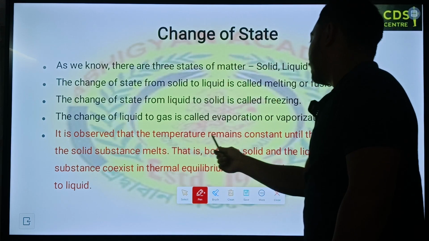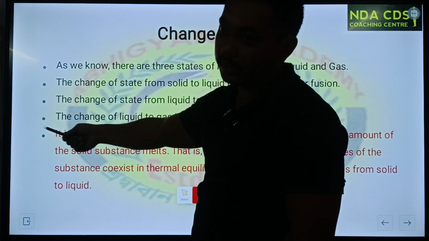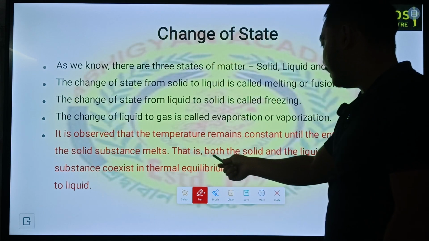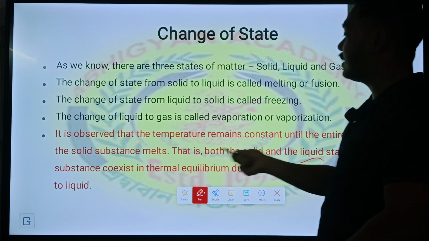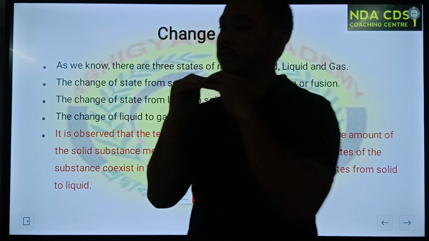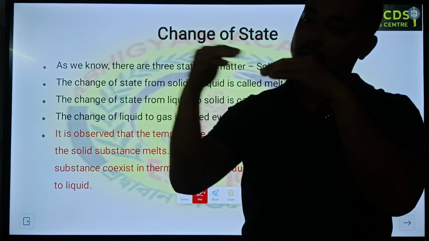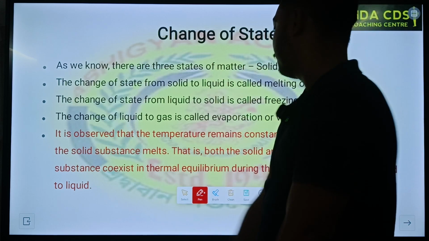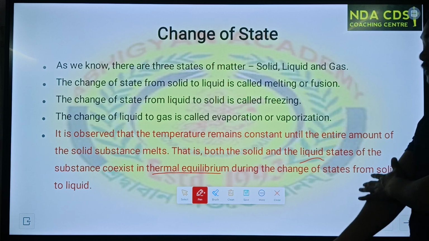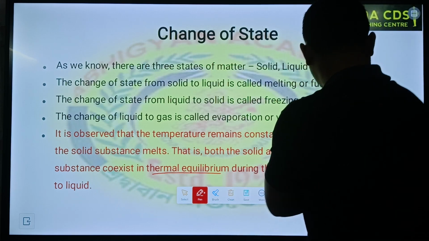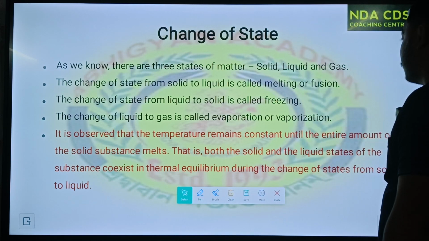So it is observed that the temperature remains constant until the entire amount of solid substance melts, solid or else liquid, whatever you have got. That means both the solid and liquid states of that substance are coexisting at that point. Now a complete solid is remaining, and a complete liquid is also forming. They are coexisting at that point. Fine. And this is what we call the thermal equilibrium during the change of state from solid to liquid. I think I have the graph. Wait, I'll show you the graph. By looking at the graph you will understand clearly.